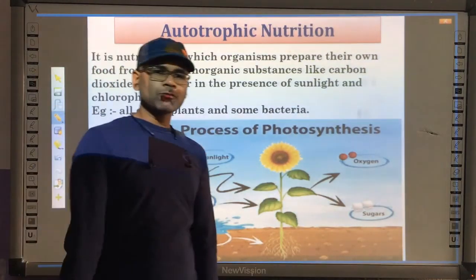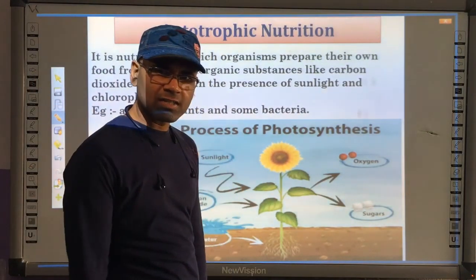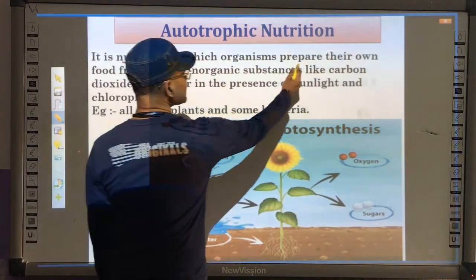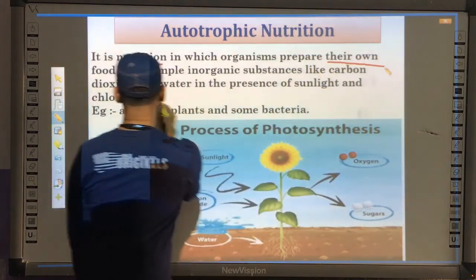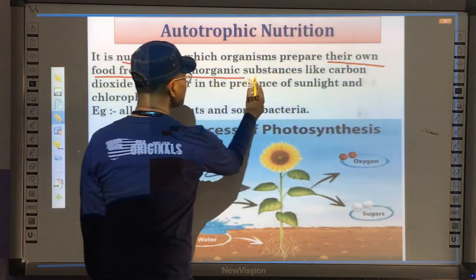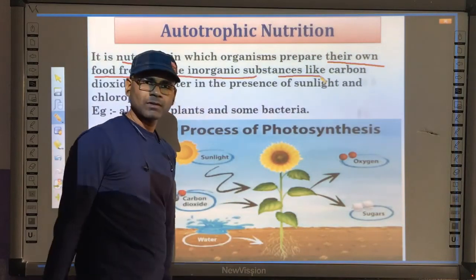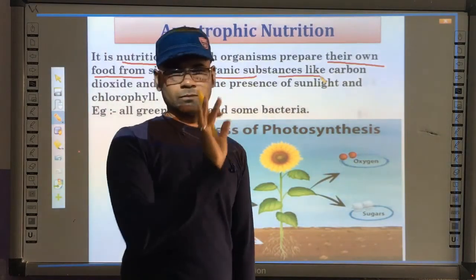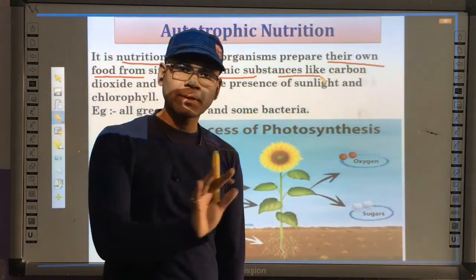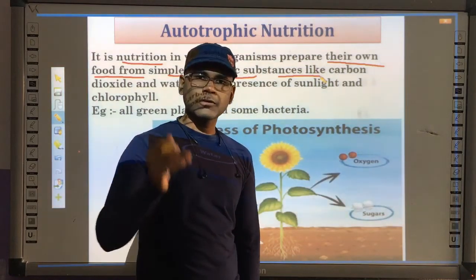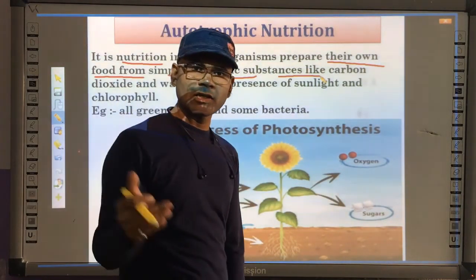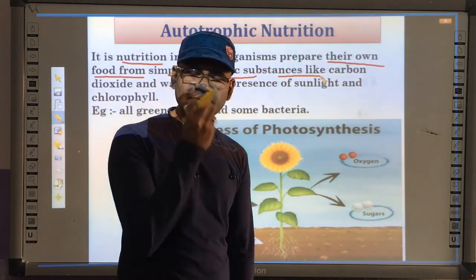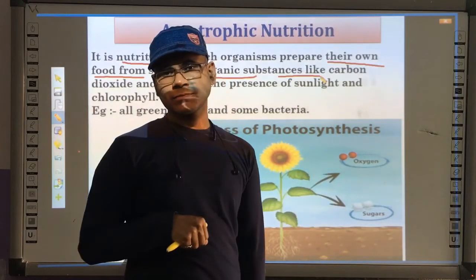Talking about autotrophic nutrition, as far as the definition is concerned, let us see once. It is a nutrition in which the organism prepares its own food from simple inorganic substances. Now what do you mean by that? Since your parents are cooking food in the kitchen, they are preparing the food, so they are autotroph, and you are simply eating the food, that's why we are heterotroph?